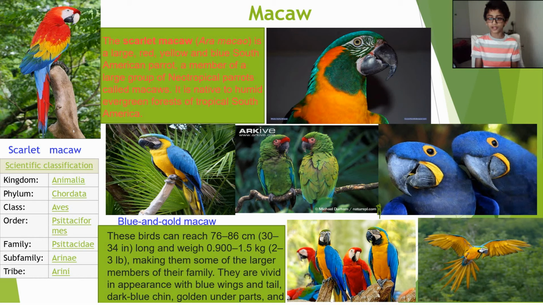And also we have another macaw. It's called the blue and gold macaw. This is also a very famous macaw. These birds can reach 76 to 86 centimeters, which is very large, 30 to 34 inches long, and weighs 0.900 or 1.5 kilograms to 23 lbs. These are one of the bigger birds of its kind, and it has very vibrant colors.